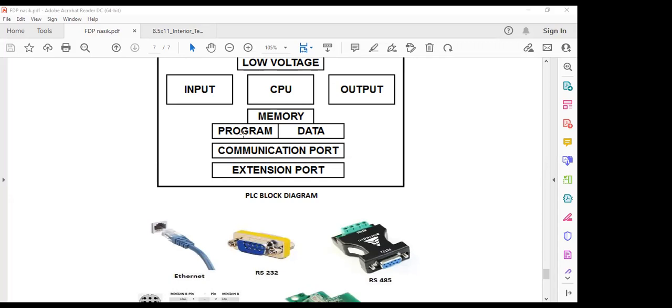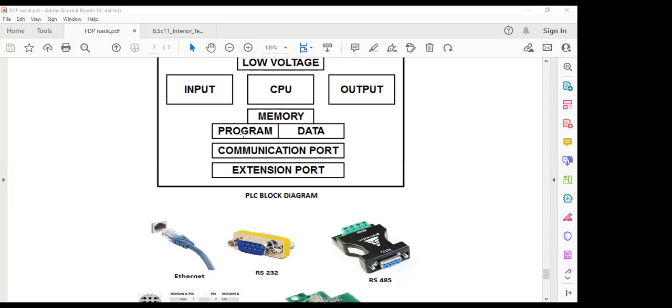Data memory is the memory location where all addresses are pre-located, meaning it is already there. Already it is located there, that we use in our program. So data memory is the memory location where all addresses are stored.